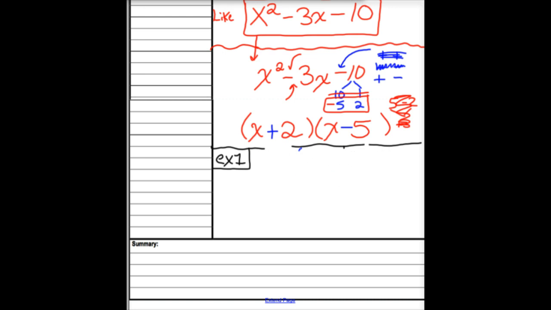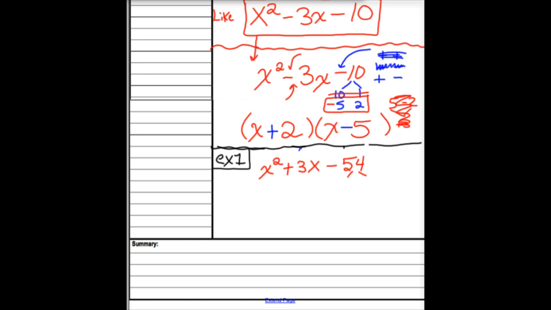How about x squared plus 3x minus 54? Now 54 isn't a number that pops up a whole lot, so you might not be real comfortable with its factors, but you still need to go find them.